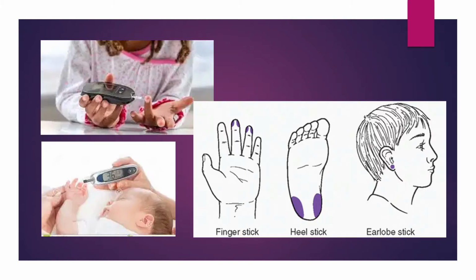A blood sample is usually collected from a fingertip prick, but it can also be sourced from alternate sites such as the heel, earlobe, forearm, or palm, which can provide similar results.